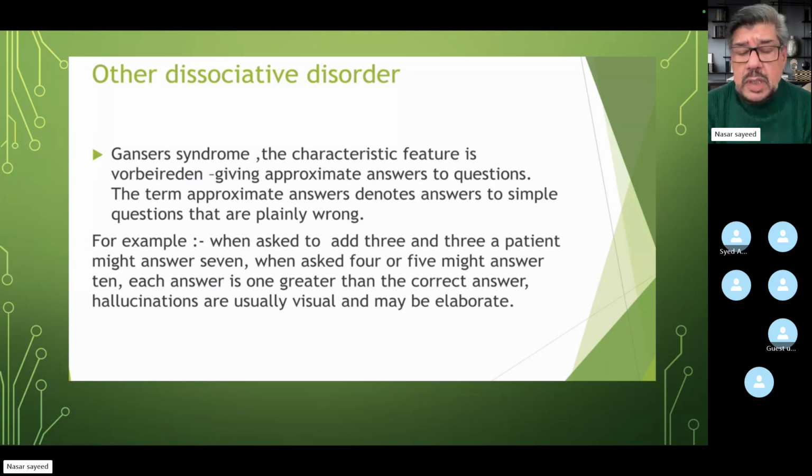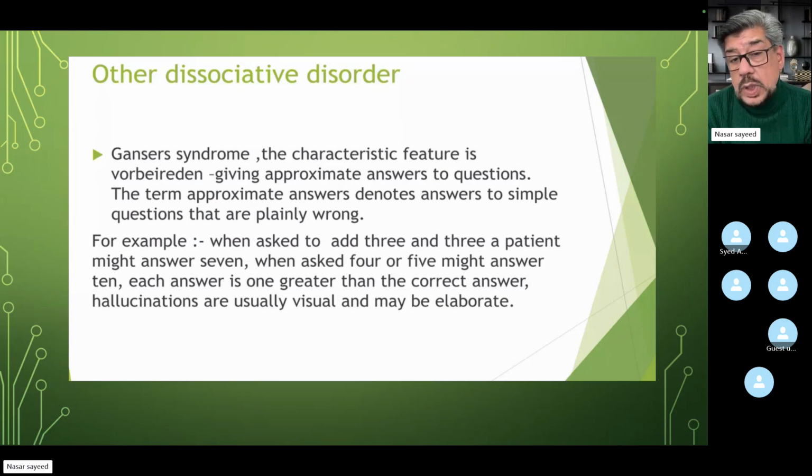He will say 7. How is the weather today? Is it warm, hot? And he will say, no, it's very cold and it's winter. So he will give the answers in the relevant domain, but the answers are above or below. When asked to add 3 and 3, a patient might answer 7. When you ask about 4 and 5, might answer 10. Each answer is one greater than the correct answer.